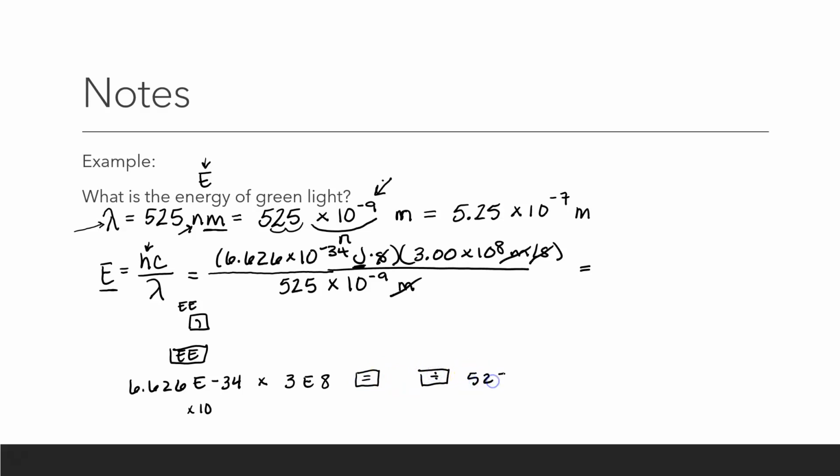and then 525E negative 9, and then hit the equal button again. So this is what you would type into your calculator.